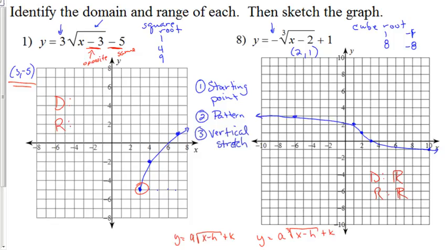So the domain has to do with that 3 that we got from the starting point, and everything is to the right of 3, so it must be greater than or equal to. And in this case, the y's have to do with the y, that's a negative 5, and everything is above the y, so it's greater than or equal to. Now, if our vertical stretch was negative, it would be going down. Therefore, the range would be less than or equal to.